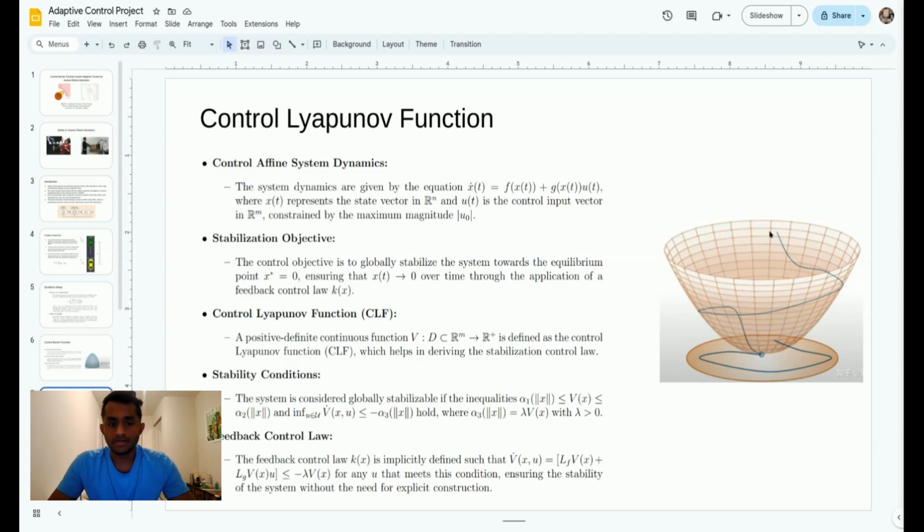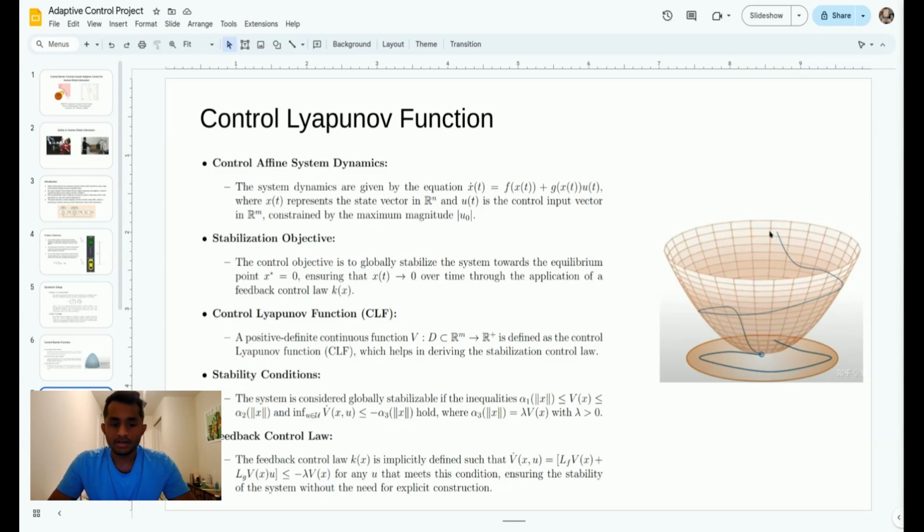A positive definite continuous function V here is defined as the control Lyapunov function, which helps us in stabilizing our control law. The system is considered globally stabilizable if the inequalities alpha 1 times norm of x is less than or equal to V of x, which is less than or equal to alpha 2 times norm of x, hold. Here the infimum of V dot of x comma u needs to be less than or equal to minus alpha 3 times norm of x, where alpha 3 times norm of x is equal to lambda V of x, where lambda is a constant greater than 0.